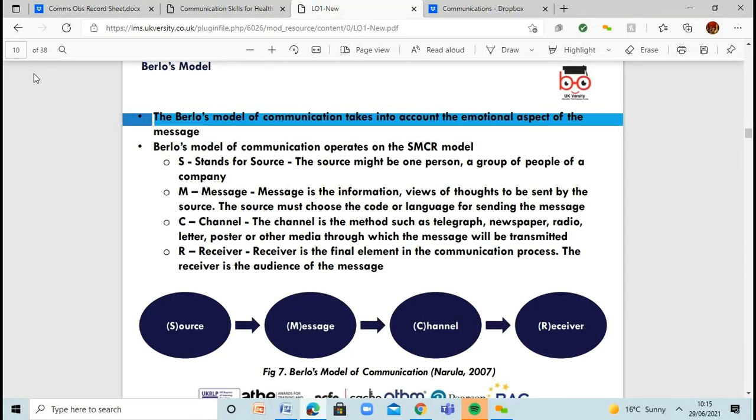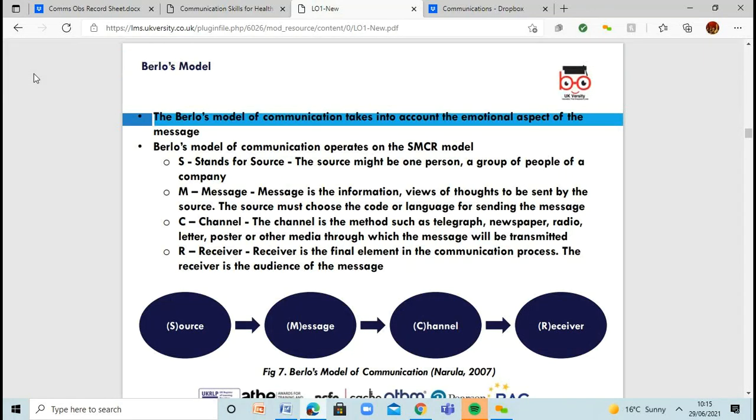Then we've got Berlo's model, and we're almost done. It's just a few more slides on this. Now Berlo's model actually stands for something called SMCR. So S is for source, M is for message, C is for channel, and R is for receiver.